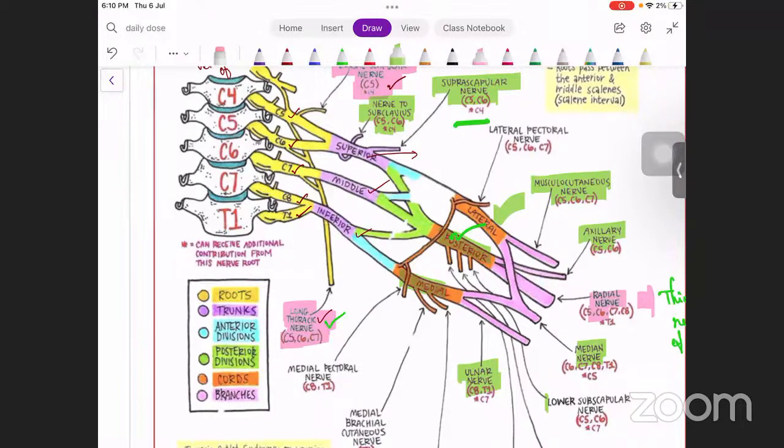So we can say the dorsal scapular nerve has nerve root C5, and then you have the long thoracic nerve, which is C5, C6, and C7. Apart from that, you have two branches from the upper trunk, which are your nerve to subclavius and the suprascapular nerve. The nerve to subclavius has nerve root C5 and C6, and for the suprascapular nerve, the nerve root is C5 and C6. And then you have the medial and lateral cords.